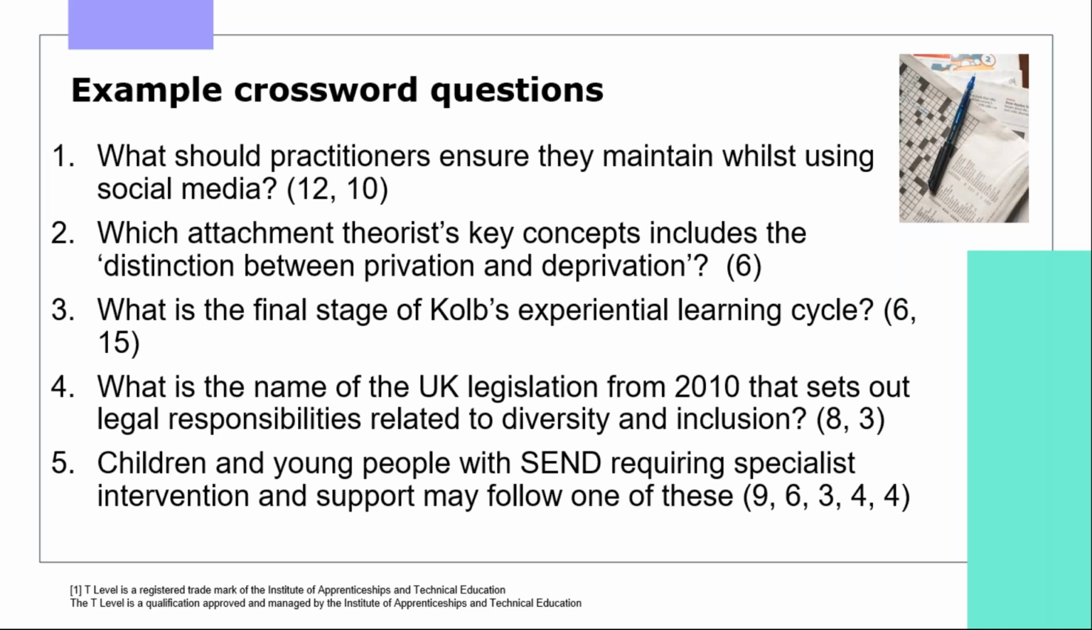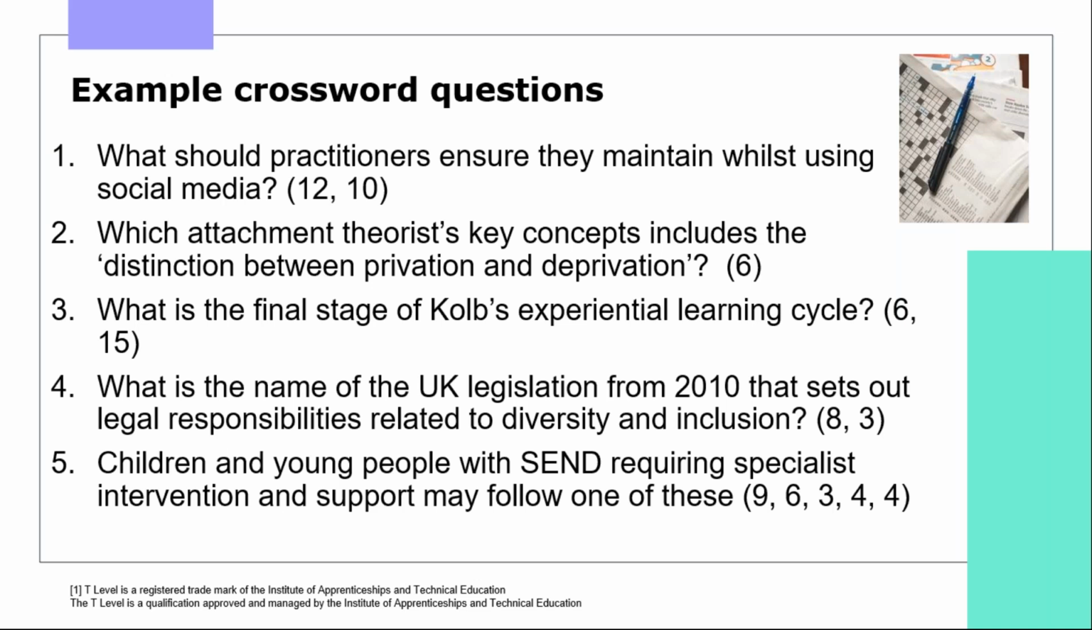If you'd like to know the answers to the questions, the first one relates to professional boundaries. The second one relates to rudder. Active experimentation is the final stage of Kolb's experiential learning cycle. The Equality Act is something that's already come up, and we'll not put Janet on the spot this time. This is the Education, Health and Care Plan for SEND students, and we did have some discussion about that one.